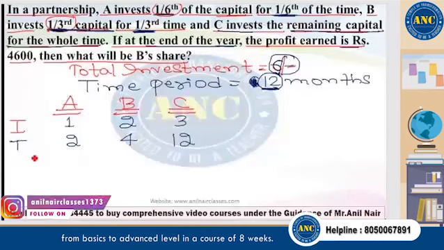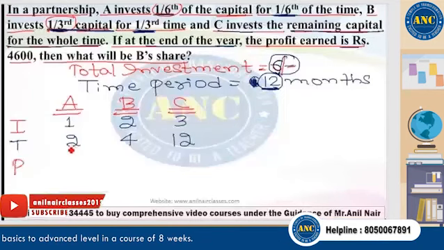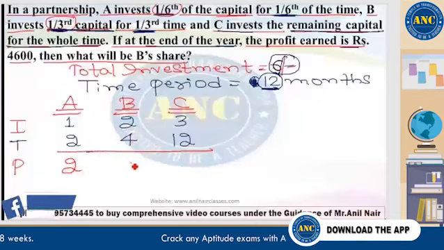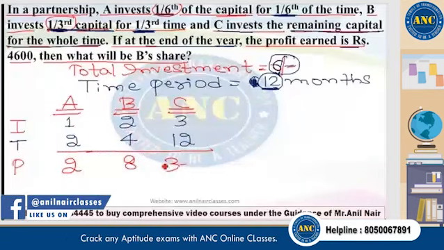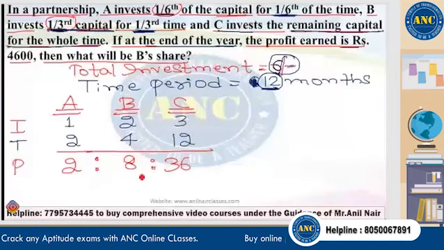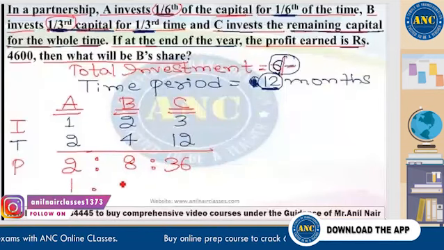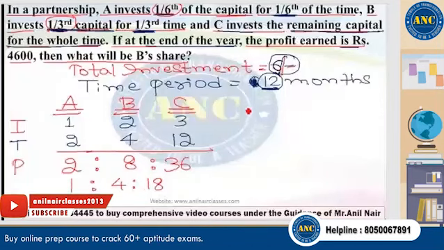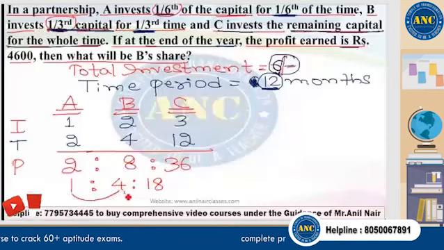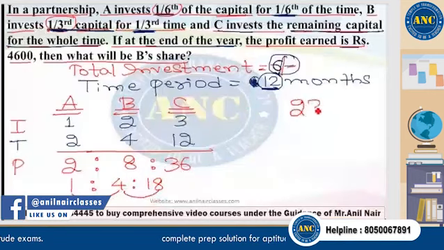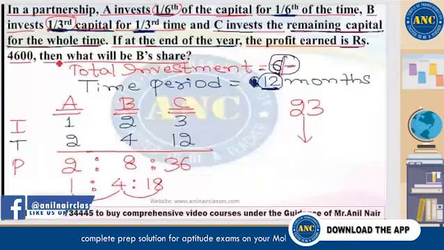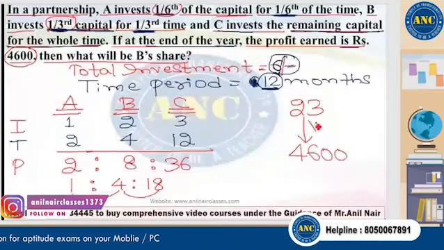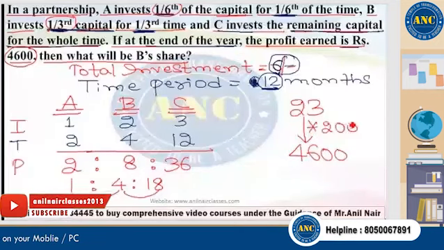Now see here. Can I say that profit sharing is nothing but investment into time period? 1 into 2 is 2. 2 into 4 is 8. 3 into 12 is 36. So the ratio is 2 is to 8 is to 36, which simplifies to 1 is to 4 is to 18. According to the ratio, total profit is 1 plus 4, 5, plus 18, 23. According to the question, total profit is 4,600. 23 into 2 is 46 followed by 2 zeros.